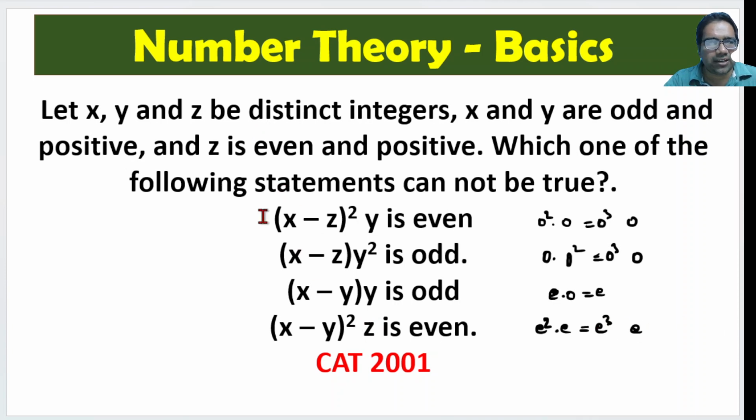For simplicity, I have taken 1 and 1. I should not take 1 and 1 because it is said that these are distinct integers. You can try with 1, 2, 3. Then you will not get multiplications with zeros also. But still, it doesn't matter. Whichever numbers you take, the result is always the same. So this statement is actually wrong. This is okay. This one is also wrong. X minus y, where x and y are odd, is even. Even into odd is even.